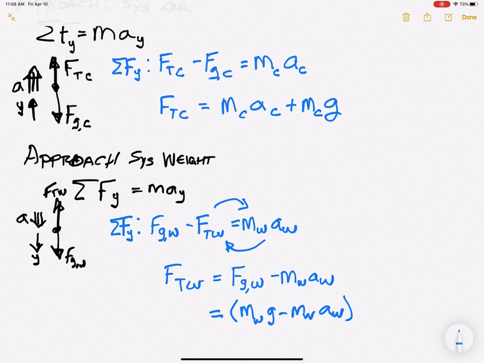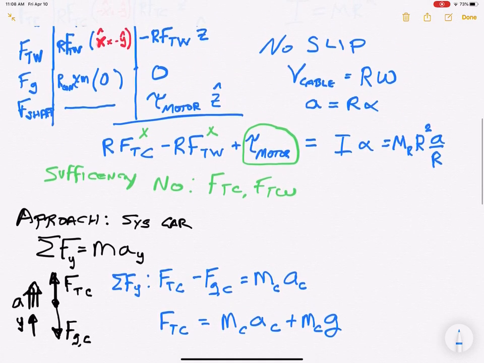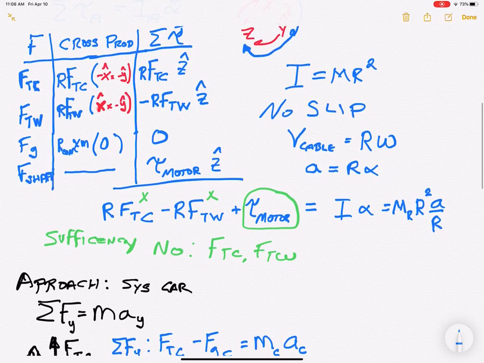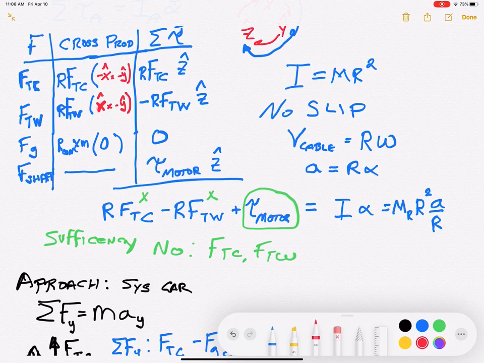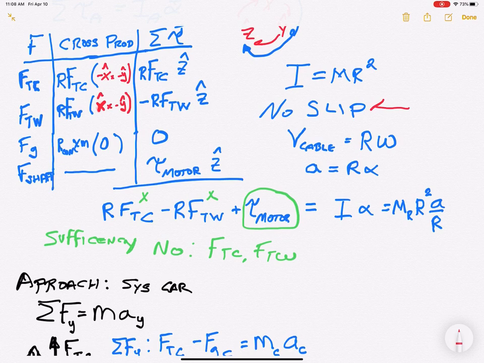Before we leave this and move on to our solution, we want to point out that the no-slip condition here tells us that alpha is the same throughout all systems, which means the linear acceleration is the same for all systems.